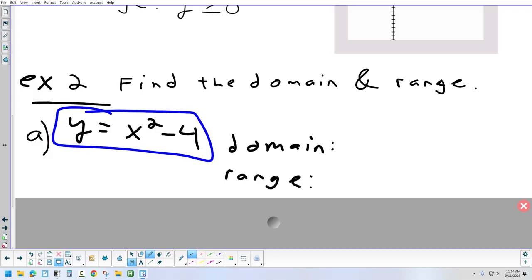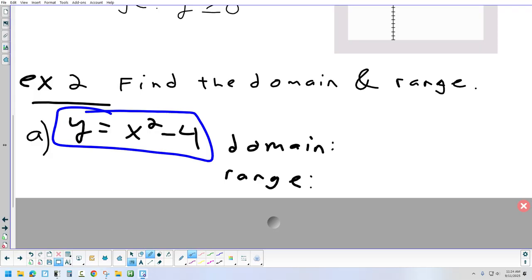What do you think, Jack? No. It doesn't have any square roots in it. It doesn't have any fractions with a letter in the bottom. So the two issues that would cause a problem are not there. So what do you think the domain is? Yeah. All real numbers.